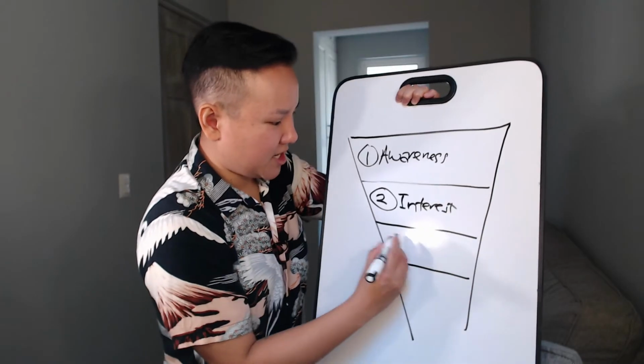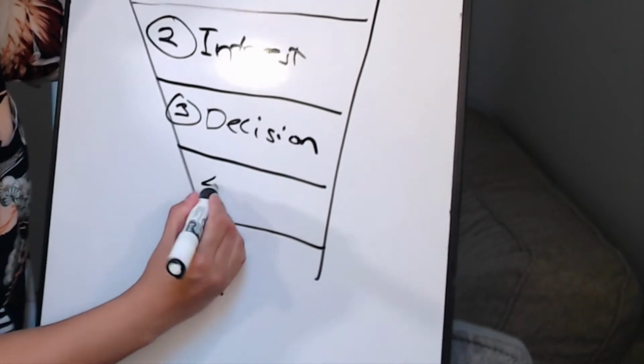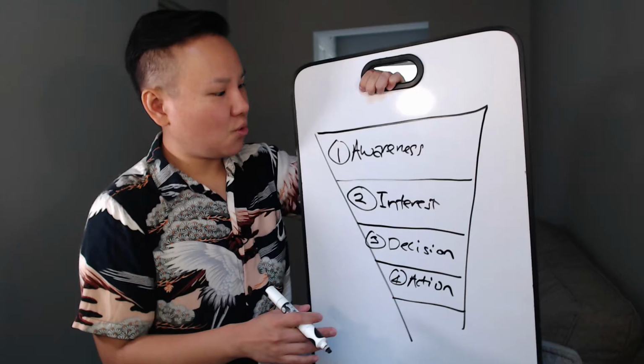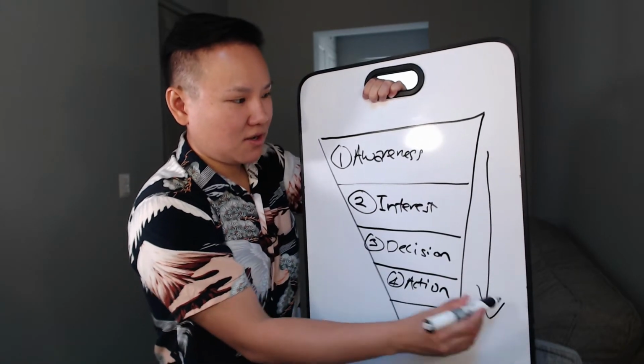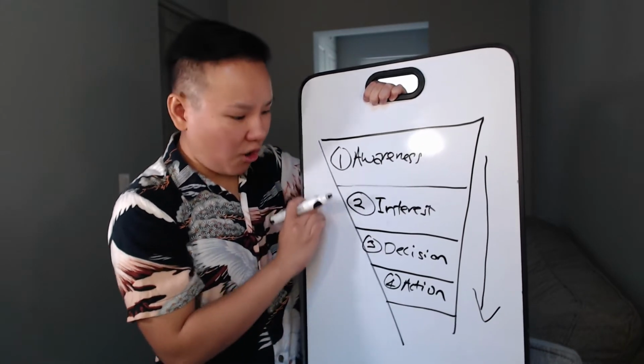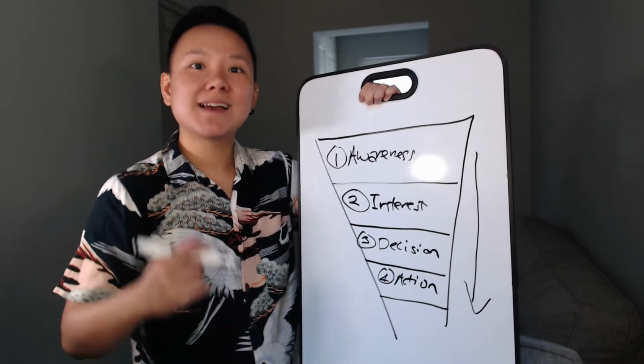We're going to go into stage 3, the decision stage, and then stage 4, the action stage. With a sales funnel, what you're trying to do is move them down from the awareness stage all the way down to the action stage, where they actually sign on as a paying client.